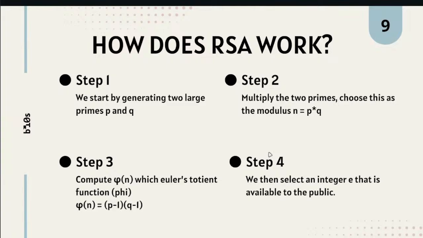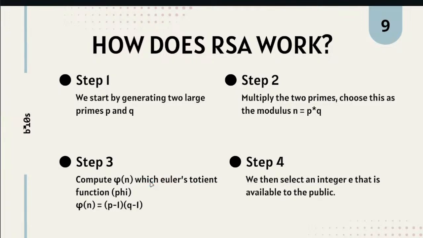The second step of RSA involves computing a modulus n such that it is the product of P and Q, these primes we just selected. So n is nothing but P into Q. And step 3, we calculate a very interesting value called phi of n. Phi you would have seen in physics mostly. We call it Euler's totient function.